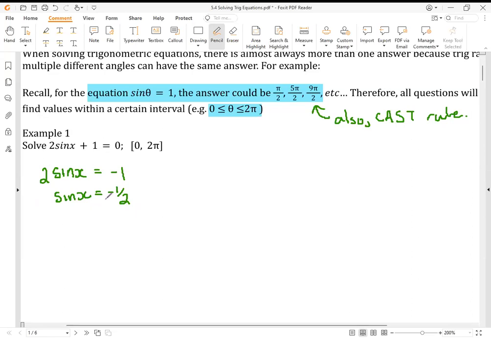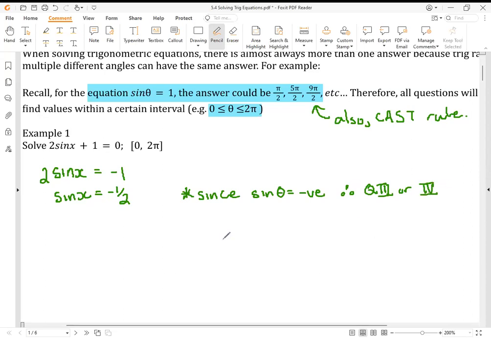Go ahead, Quinn. 7 pi over 6, 11 pi over 6. 7 pi over 6. Yes, that's true. Can you go through the next thought process? Once you see this, what did you think? When sine x is -1 over 2, first of all, it means it's negative, so it's in the third or fourth quadrant. Good. It's -1 over 2, which means the angle is pi over 6.